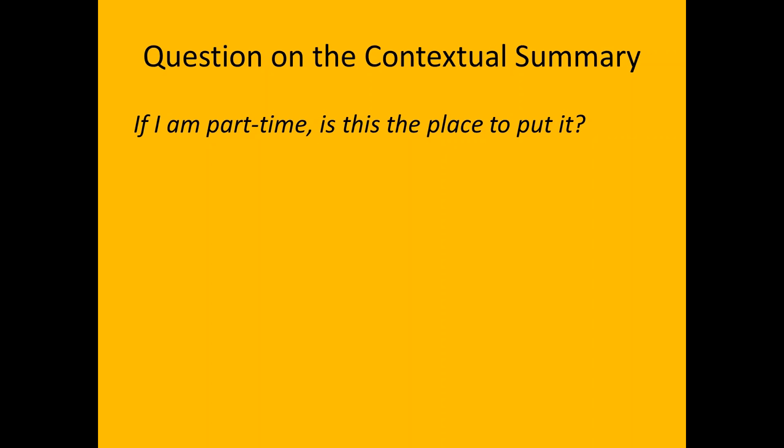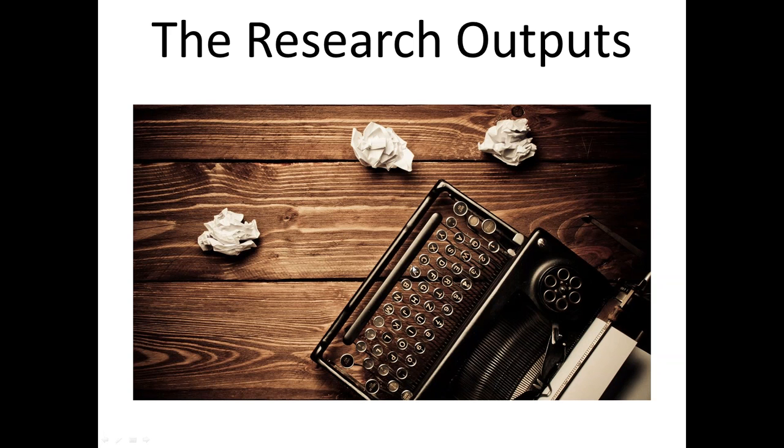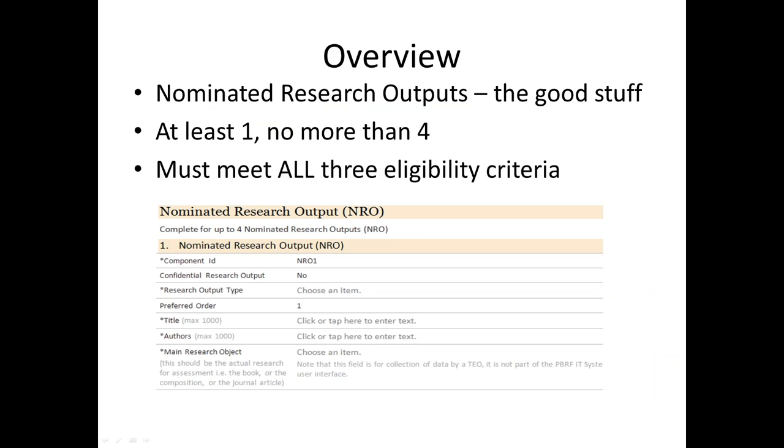Okay, thank you. Now let's move on. So that's all the things that sit at the beginning, and now we're getting into the meat in the sandwich, the research outputs. So we have the NROs, the nominated research outputs. That's the really good stuff. There must be at least one, and no more than four. And they must meet all three eligibility criteria, which we'll talk about in just one sec.